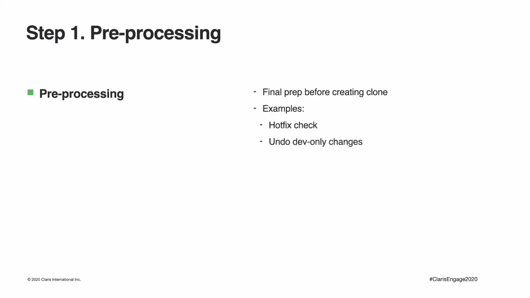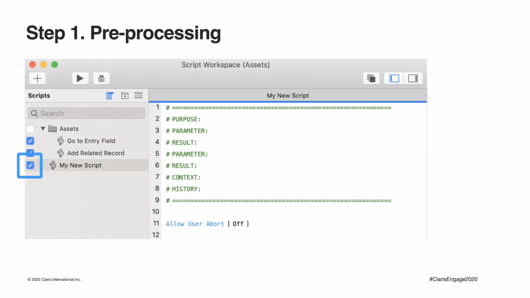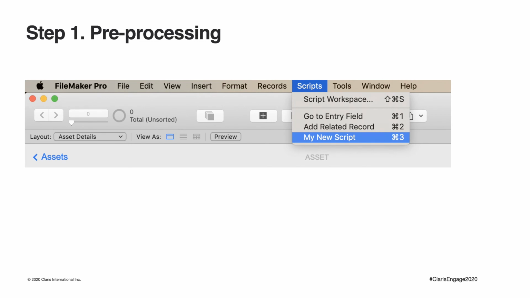Another example is undoing any changes that were made in development that were intended to be temporary and whose purpose was just to make the developer's life a bit easier. For example, maybe you're working on a script and you wanted to be able to call that script from the scripts menu so that you could access it more easily while you're testing. But once you're ready to deploy, you don't want the users to see it there.